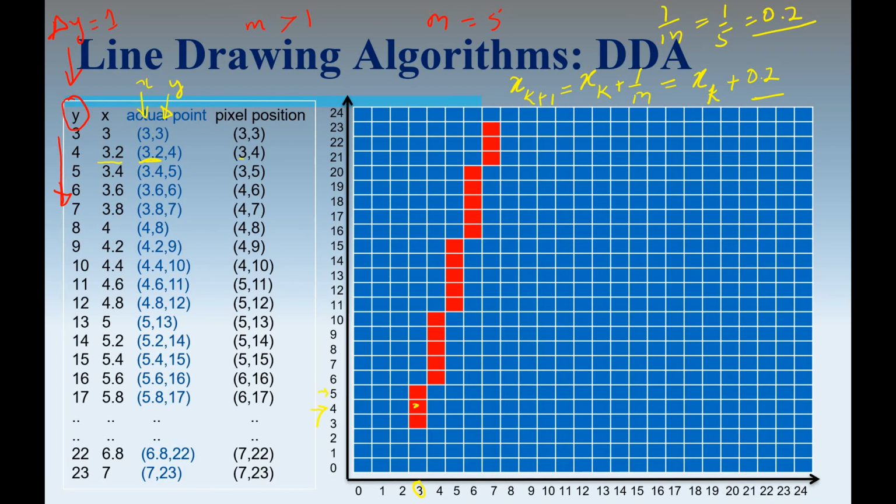Okay, so next y is incremented by 5. Now the value of x is 3.4, but 3.4 is rounded down to 3 again, so it is still 3 here in this line, and we have this point. Likewise, all the x values are incremented by 0.2 as we calculated before: 3.6, 3.8, 4, 4.2, 4.4, 4.6, 4.8, and so on. 3.6 is rounded up to 4. Now we have a change here from 3 to 4. Okay, so this is how the DDA algorithm works.